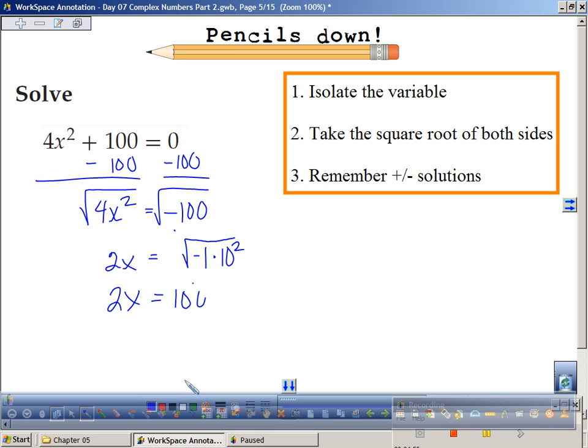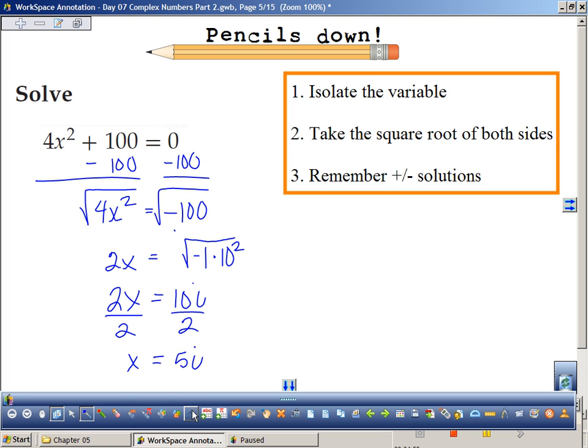All right. So what do I do now? Divide by 2. So x equals 5i. Let's go back to this whole plus or minus thing.